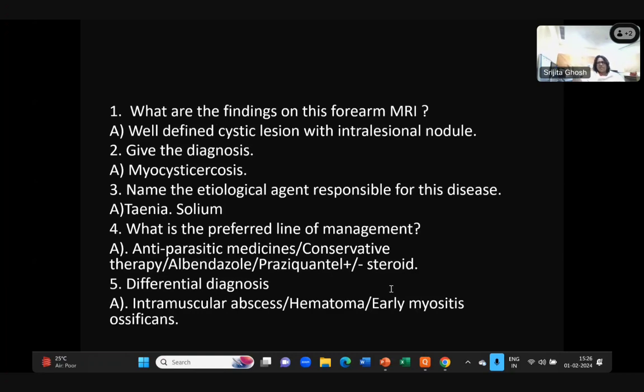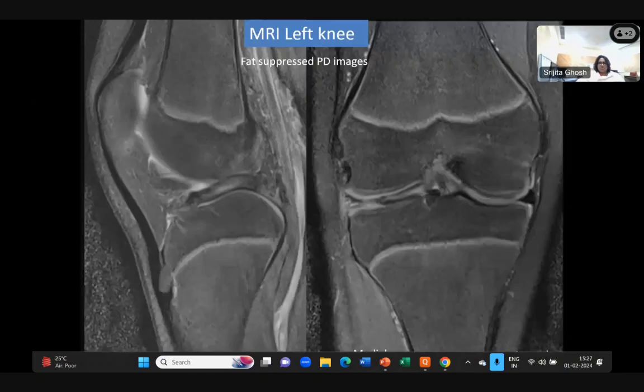Differentials, anything, intramuscular abscess, hematoma, and so on. Even if you write that, that is okay. You don't have to specify the names. So this description by IRAD is what you have to follow. All of you are jumping to the diagnosis, writing only the diagnosis. Don't do that.